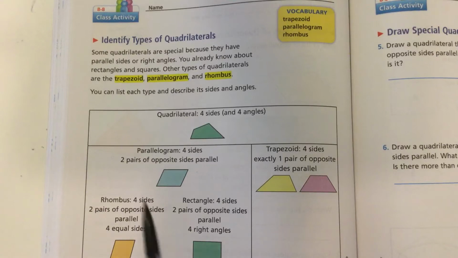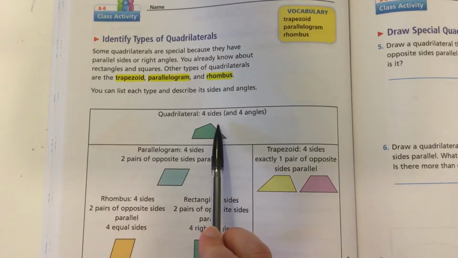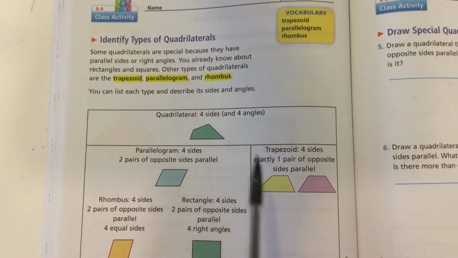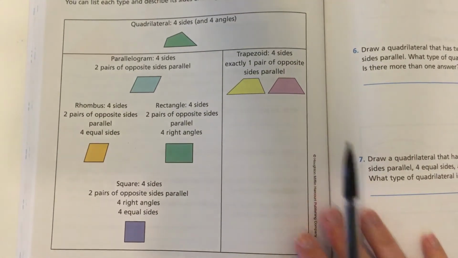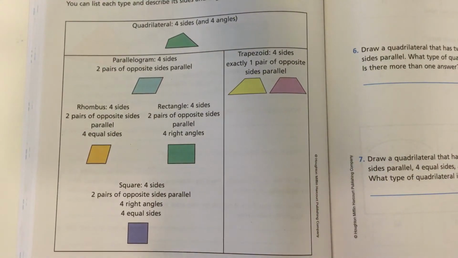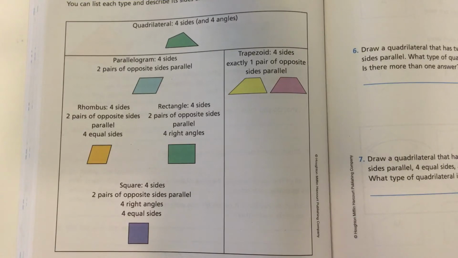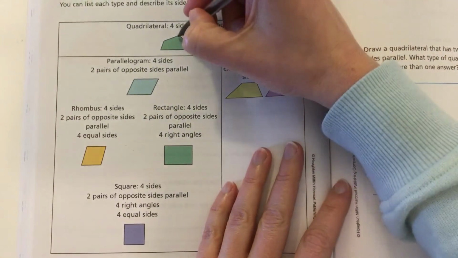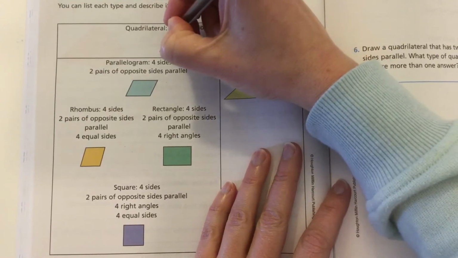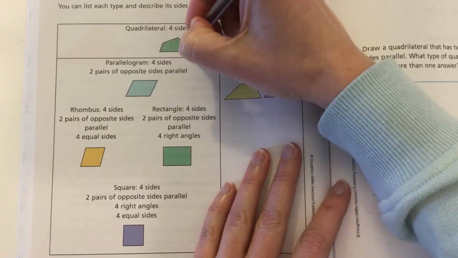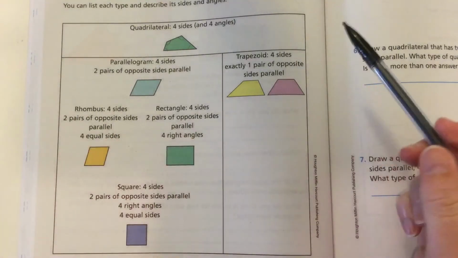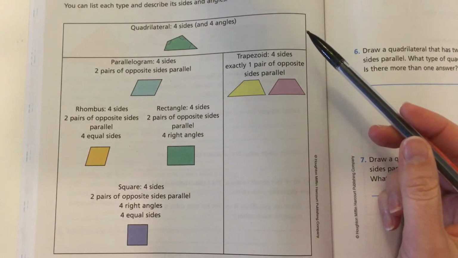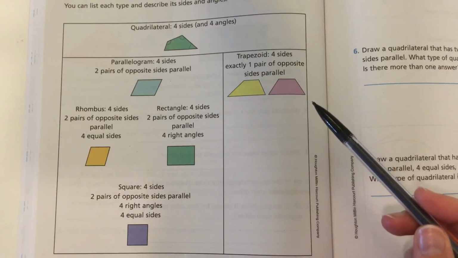You'll notice that across the top it says quadrilateral, 4 sides and 4 angles. Every single shape that we see in this chart, it's going to be a quadrilateral. It's going to have 4 sides and 4 angles. Remember, what it means by angles is the angle that is formed when all of the sides are touching. So you can see the angles there. Okay, but if they're all quadrilaterals, that doesn't mean they're all the same. So let's check out what some of the differences are.